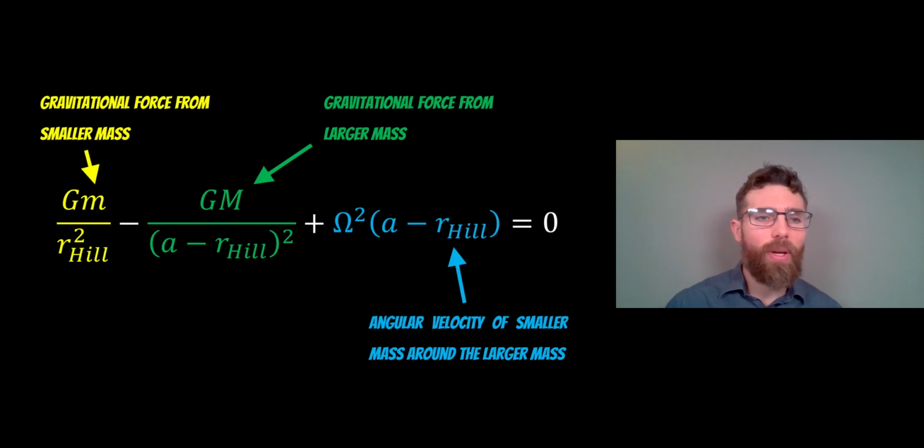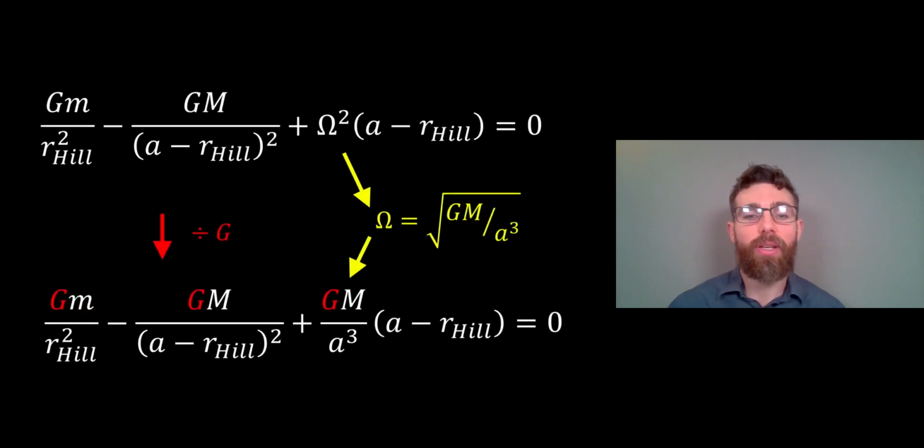So in the yellow we've got the gravitational force acting on the test particle from the smaller mass. The green is then the gravitational force from the larger mass, and obviously they're in different directions because they're in a line and one's pulling that way, one's pulling the other way. And then the blue is the angular velocity of the smaller mass as it orbits around the larger one. So we basically have the angular velocity and the gravitational forces here, and they then balance out to equal 0.